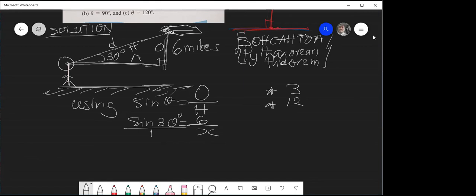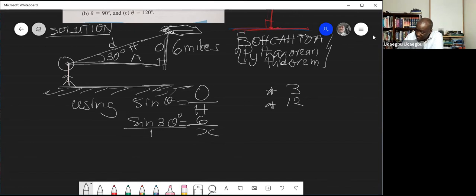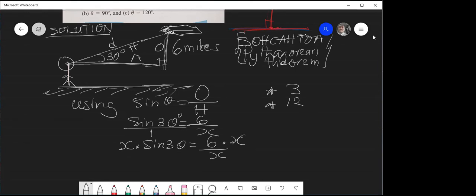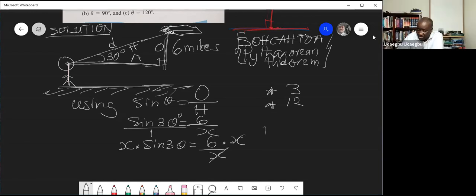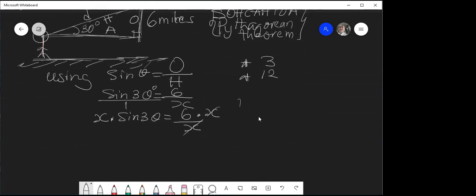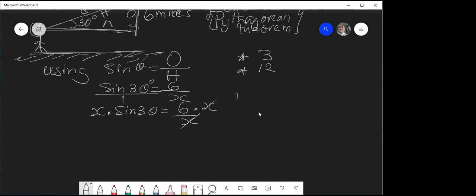I multiplied x on both sides. Okay, so you did x multiplied by sine 30 degrees is equal to 6 multiplied by x divided by x. Is that what you said? Yeah. So x divided by x is 1.